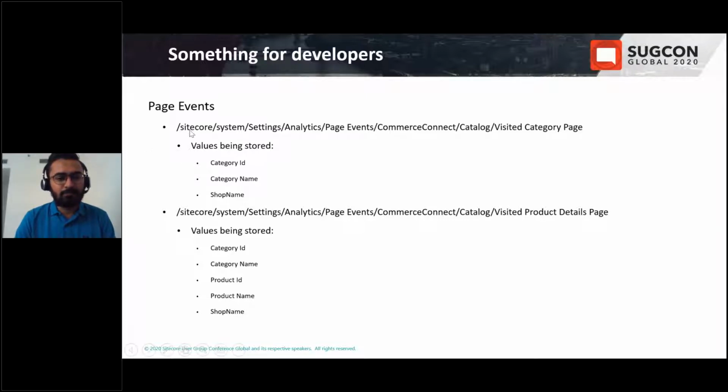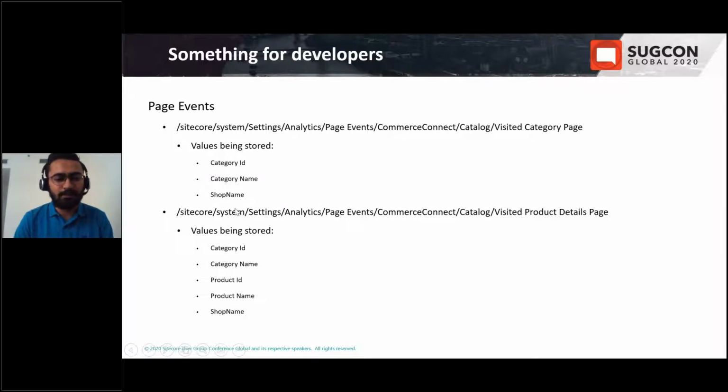So when this happens, it raises a few page events. Once for category, it's a category page. For product, it's a visited product detail page. As a marketer and as a developer, we both need to be aware of what we are storing in these events, which will eventually be stored to your interaction onto the contact. So for category, we are storing category ID, category name, and shop name. And for product, along with category, we are storing product ID, product name, and shop name.